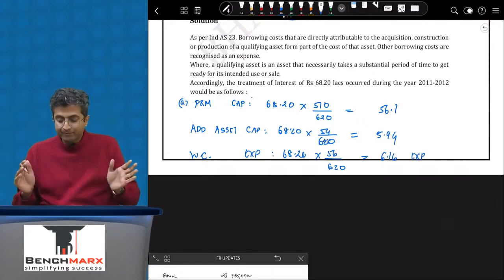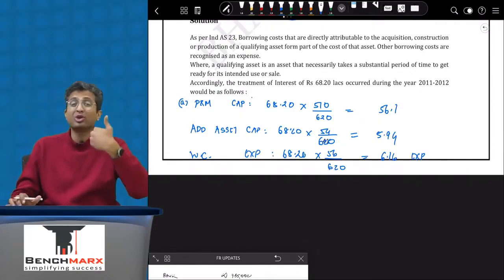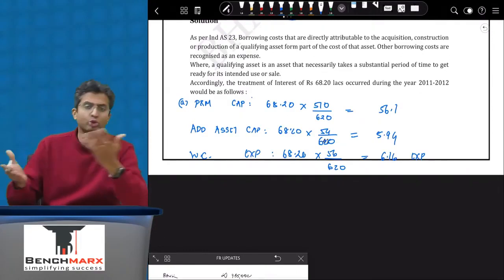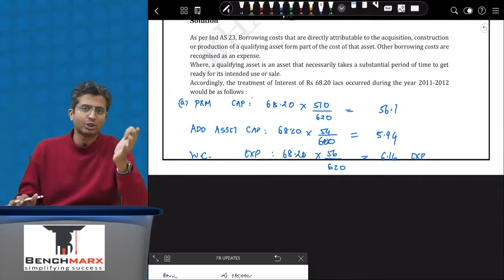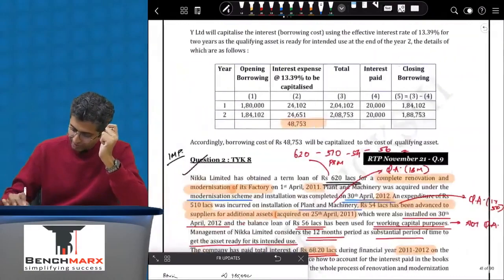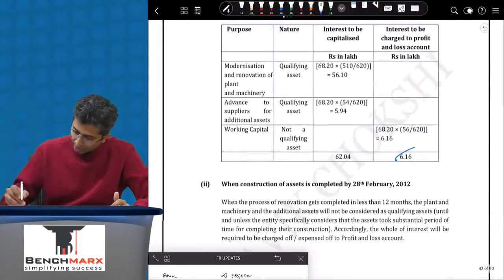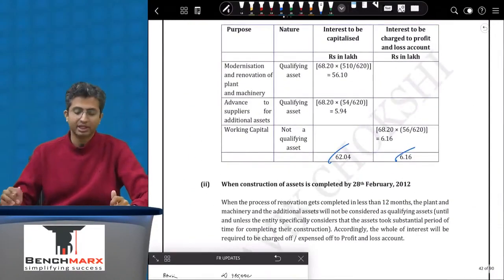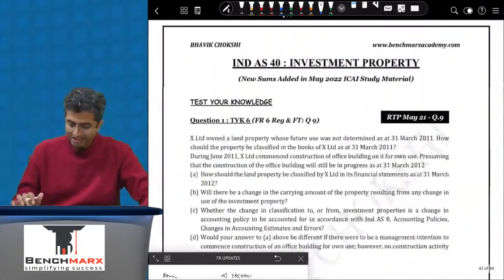In scenario B, the entire 68.2 will be expensed to the P&L account because none of them are a qualifying asset. You can still allocate if you want, but ultimately in scenario 2, everything will go to the profit and loss account. Just to verify, yes, 6.16 will be expensed and 56.1 plus 5.94, which is 62.04, will be capitalized. Okay, so this takes care of Ind AS 23.